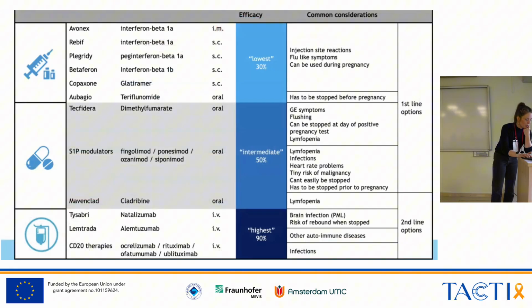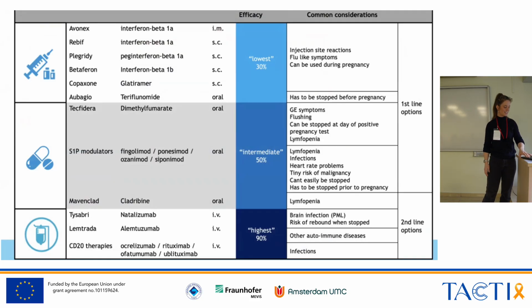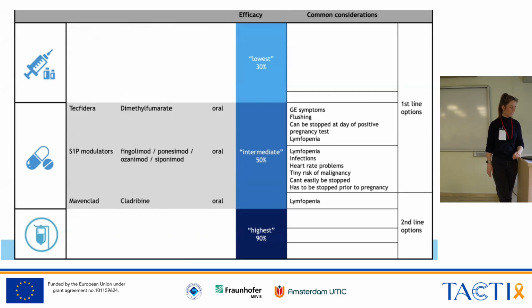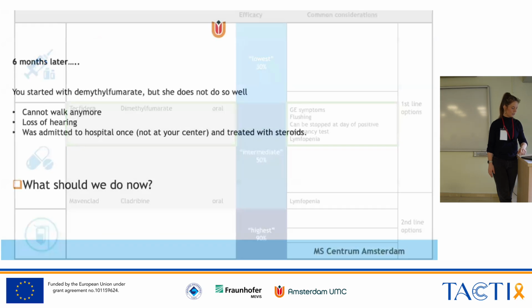And perhaps it's no surprise, but where do you think we would go in this case? Natalizumab? No, unfortunately not. We started with a first-line therapy. We skipped the injections, we went to the pills, and then we started with dimethyl fumarate. That was the choice that was made.